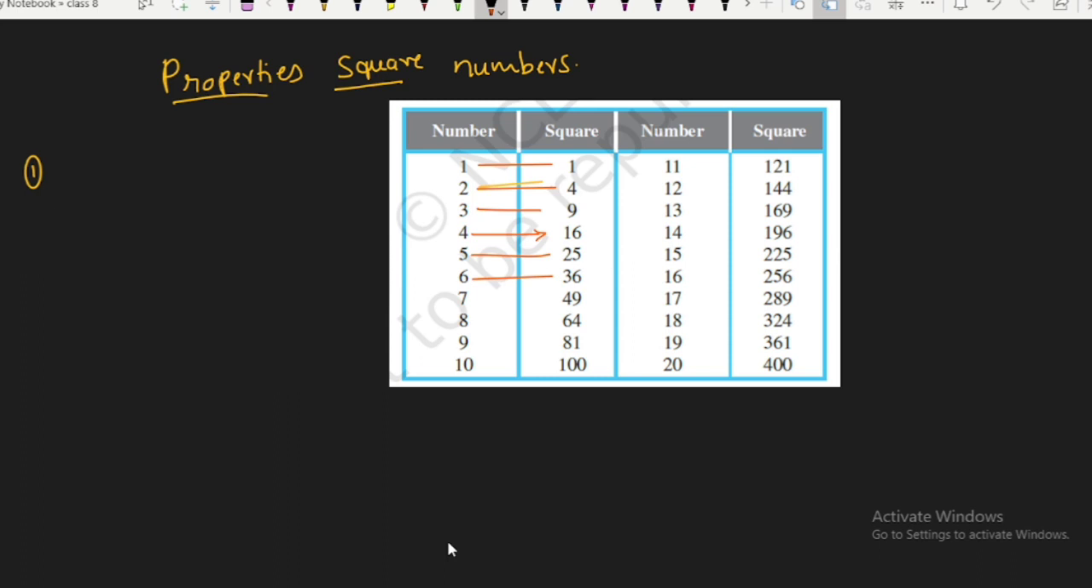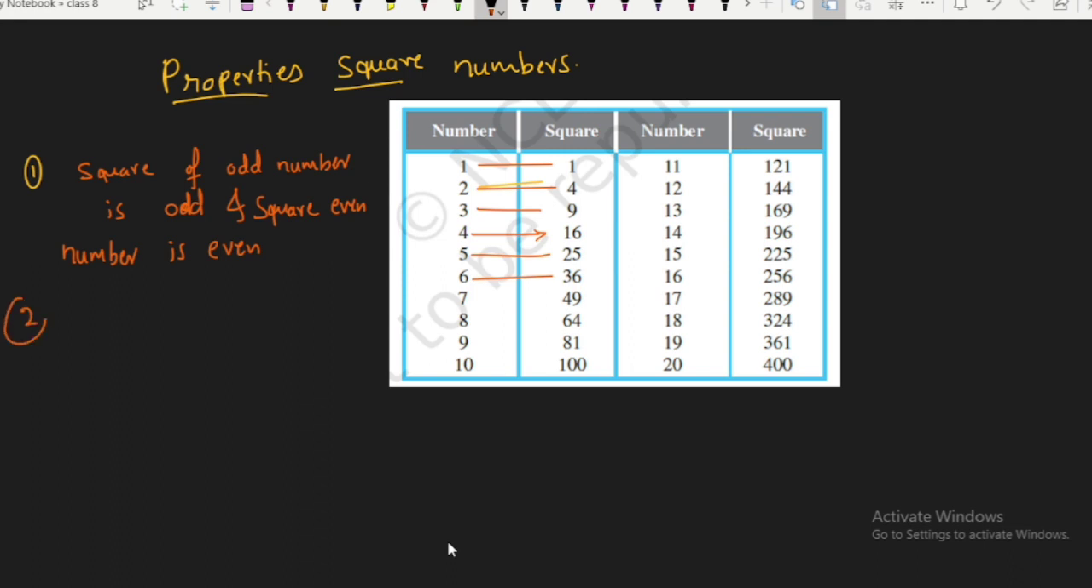Means the square of an odd number is odd, and the square of an even number is even. So you can observe here that the square of every even number is even and the square of every odd number is odd.